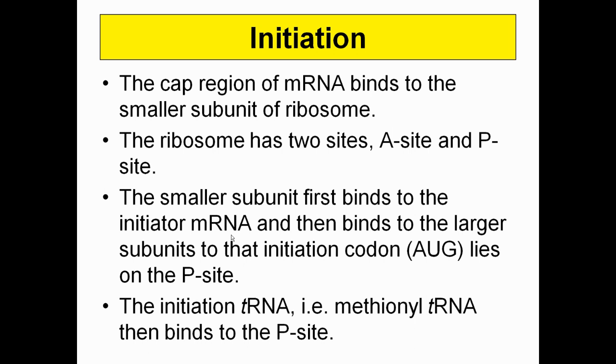The smaller subunit of the ribosome is going to bind first with the initiator mRNA, and then the initiator codon is going to help in the binding of the larger subunit, which lies on the P site. Okay, so the initiation tRNA, that is a methionine tRNA, then binds to the P site. As you know, methionine is the initiator codon amino acid that is going to bind with the P site. Okay, the P site is the specific site for the whole of the initiation process.